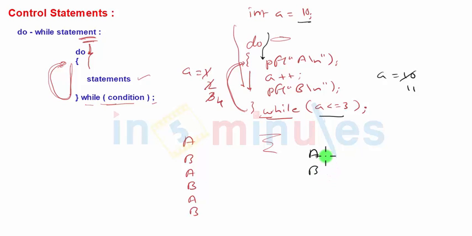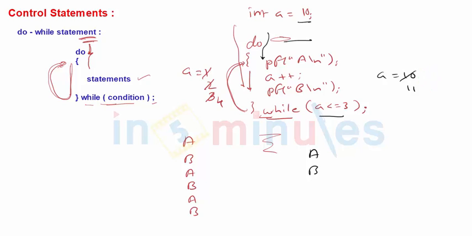If it was a while loop where we write the condition at the top, and if a was 10, then the condition a less than equal to 3 would be false at the beginning only, and the loop will not proceed at all, and there won't be any working of the while loop. So that is a major difference between while and do while.